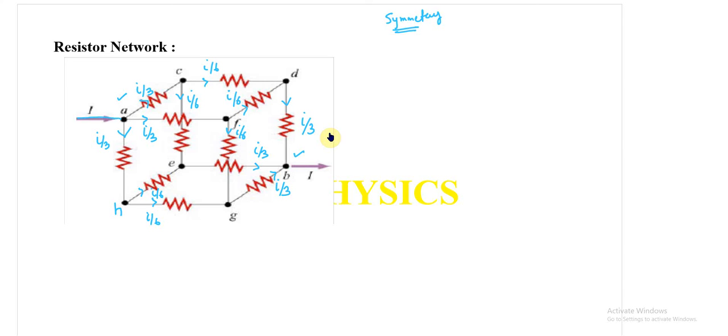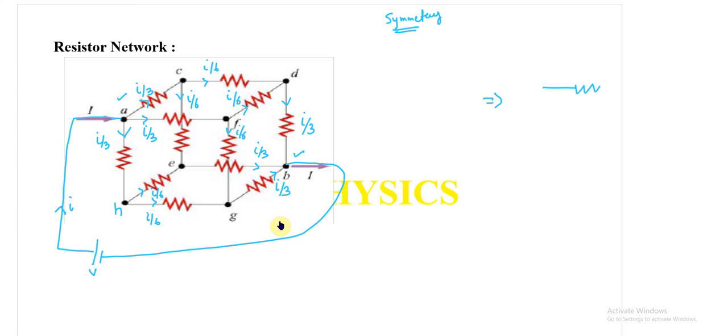What we do is that we connect a battery here. Fine. And what this battery is telling us is that we have to calculate the resistance of this circuit between A and B point, correct? So we will say that from the battery, I current had gone and the voltage of the battery was V. Fine.